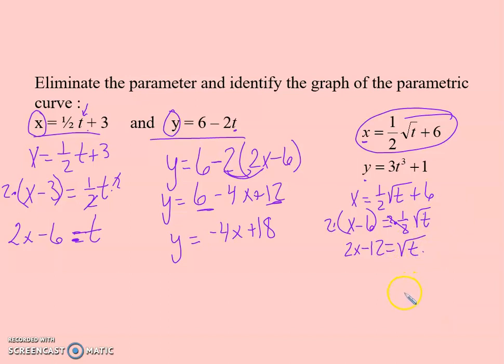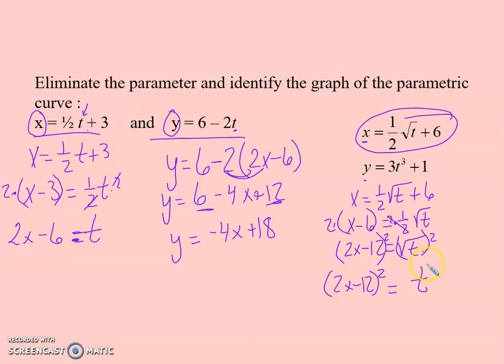Okay? Now, to get rid of a square root, we would square both sides. So t equals (2x minus 12) squared. Now, this is a quadratic equation. Okay, so being able to identify the type of equation after you have eliminated the parameter is very important.